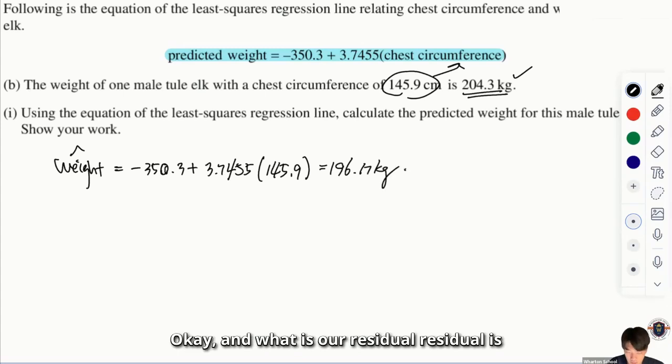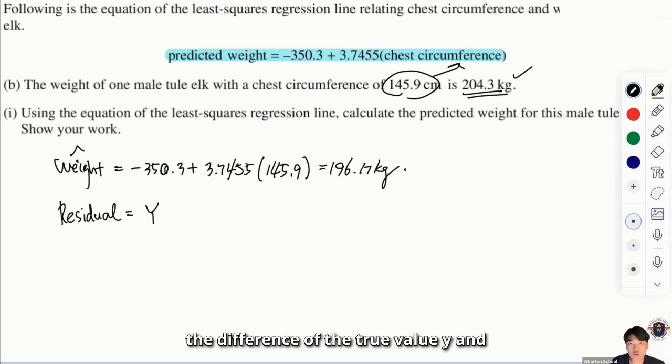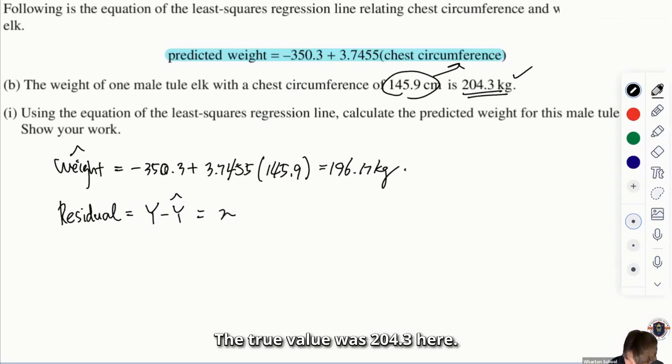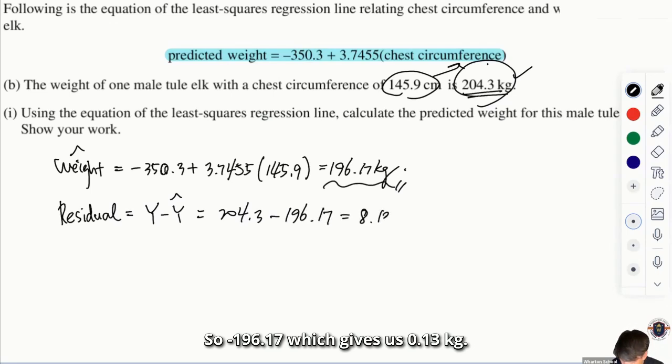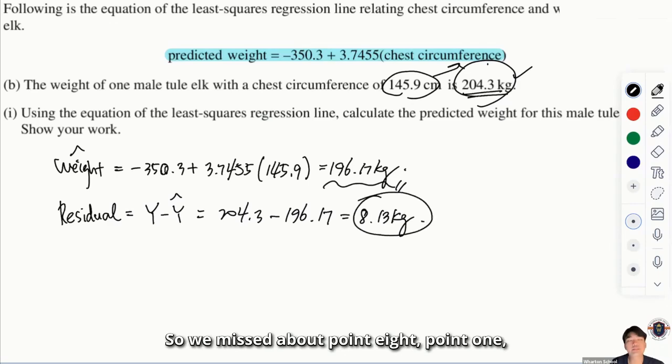which gives us 196.17 kilograms. And what is our residual? The residual is the difference of the true value y and the predicted value y hat, right? What was the true value? The true value was 204.3 here. And what was our predicted value? This is our predicted value, right? So 204.3 minus 196.17 gives us 8.13 kilograms. So we missed by about 8.13 kilograms, which would be our residual.